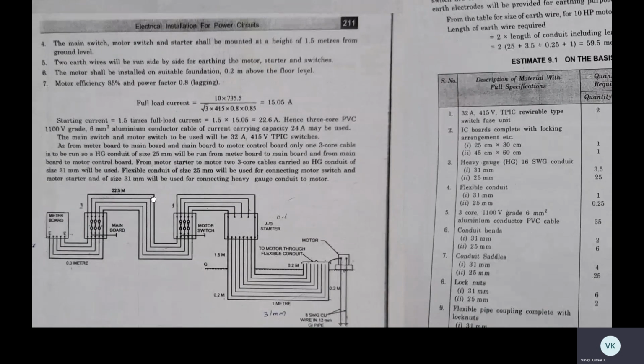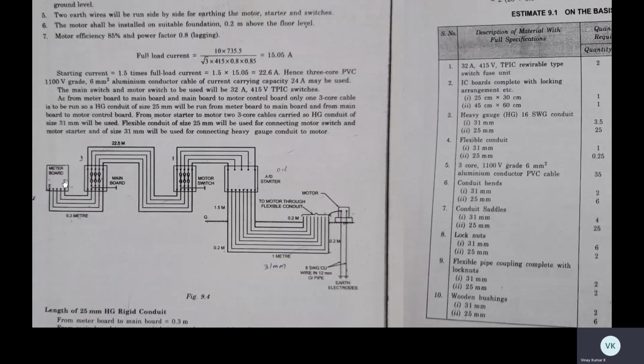Okay, see here. This is the meter board, that is 0.2 or 0.3 meter. As I told, 3 earth wires should be run from meter board to main board. 3 earth wires are taken down here. 3 phase wires from meter board to main board. 3 phase wires are taken here. Okay, from meter board. And the next thing is, we have to take from meter board to motor switch.